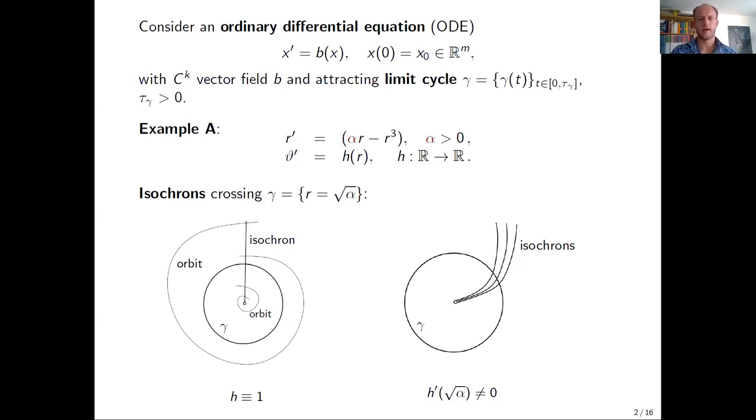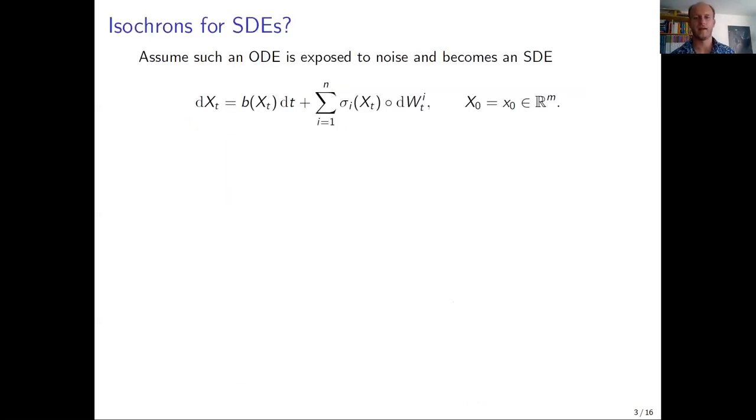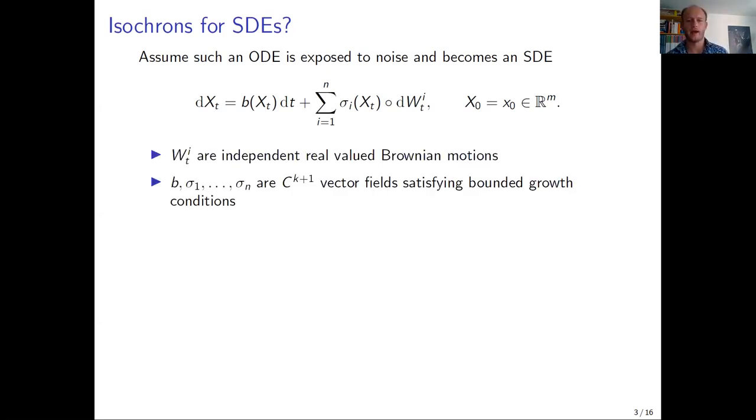The question now has been, as we have already seen, how to extend these phenomena to the stochastic case. So if the ordinary differential equation is exposed to noise and becomes a stochastic differential equation, I prefer the Stratonovich way of writing this, because we want to also refer to differentiable properties of the system by considering Lyapunov exponents and stable manifolds. That's why the Stratonovich way is a little bit more convenient, but of course it can be transformed to the Ito case. We assume in this SDE that we have just independent real-valued Brownian motions driving the process in addition to this vector field, and that we have nice bounded growth conditions on all our coefficients such that solutions exist.